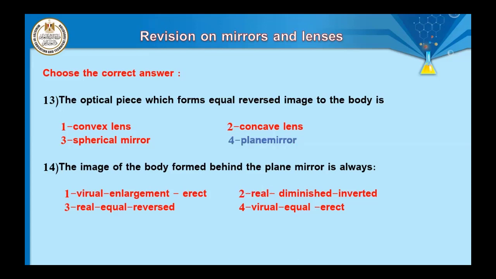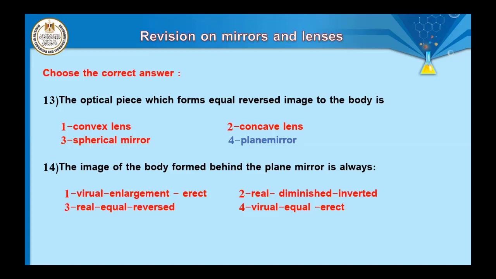Number 40. The image of the body formed behind the plane mirror is always: virtual enlargement erect, real dimension inverted, real equal reversed, virtual equal erect. He asked you about the properties of images formed by a plane mirror. The image formed by a plane mirror has many properties. Number one, virtual. Number two, upright.